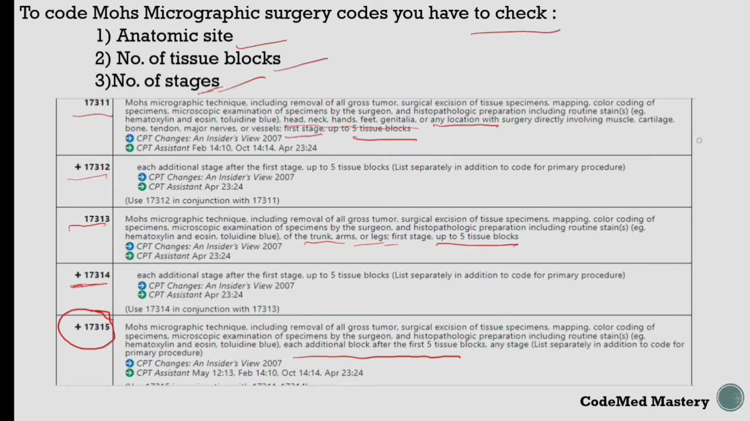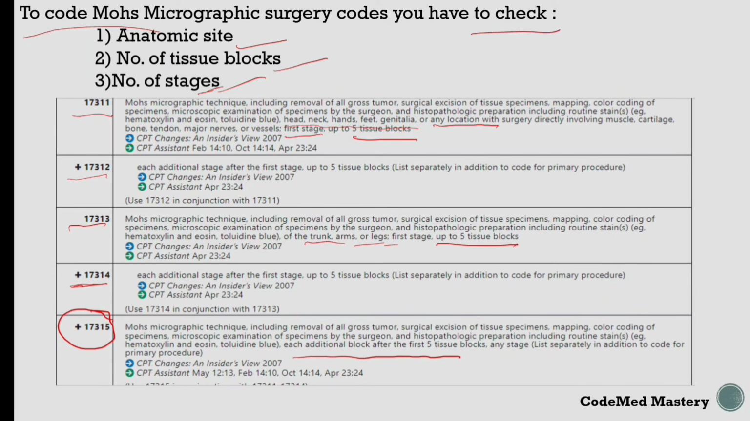You will understand all this clearly when you solve questions related to this section. We will solve the questions in the coming videos. You just have to understand that the anatomic site you can find in codes 17311 and 17313. The number of tissue blocks you can find in code 17315. And the number of stages is in add-on codes 17312 and 17314.